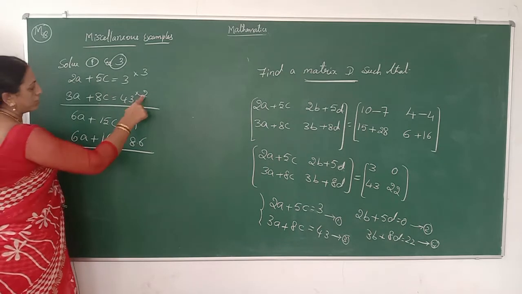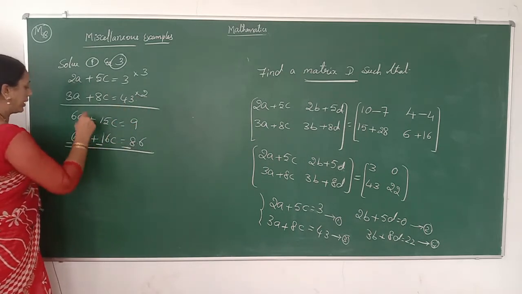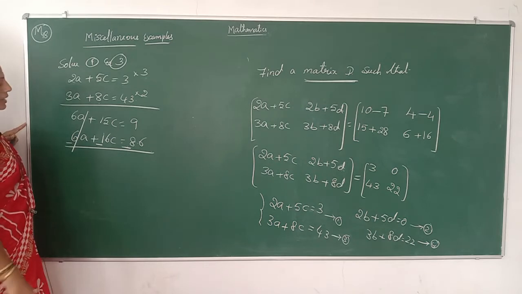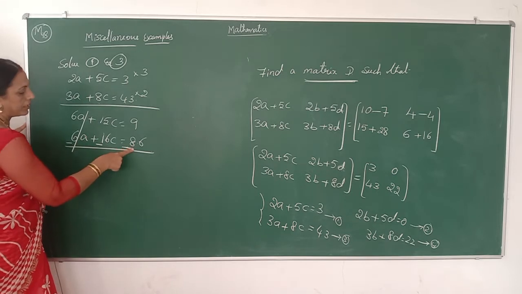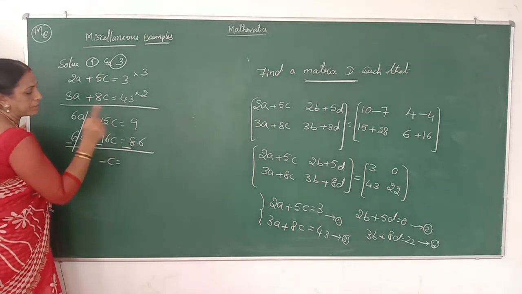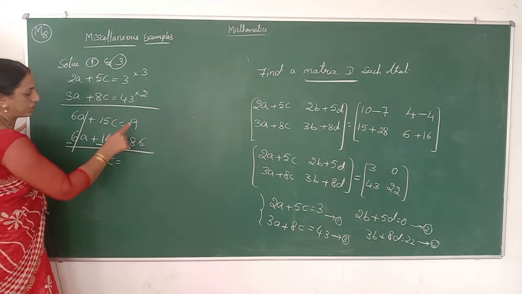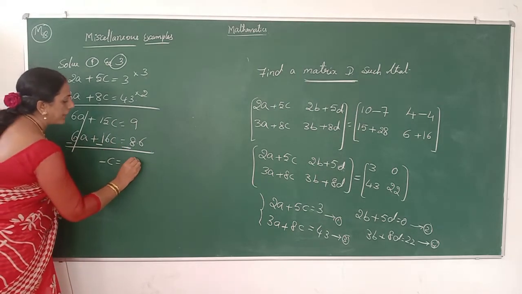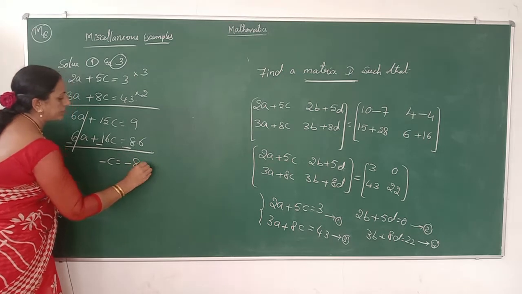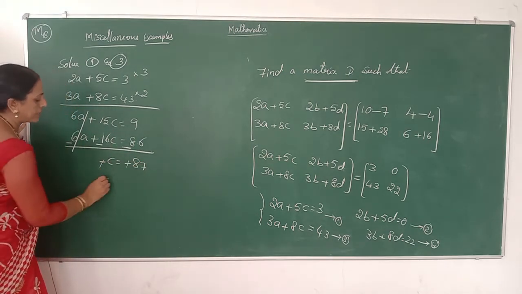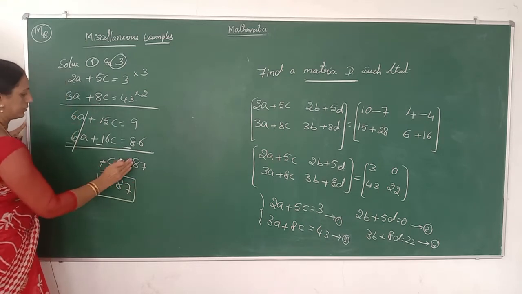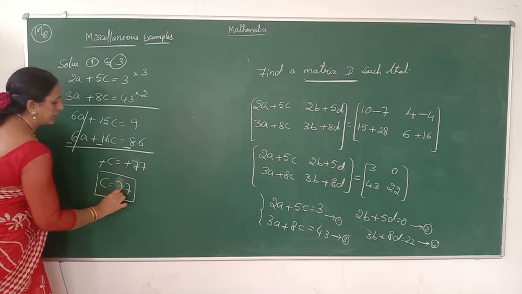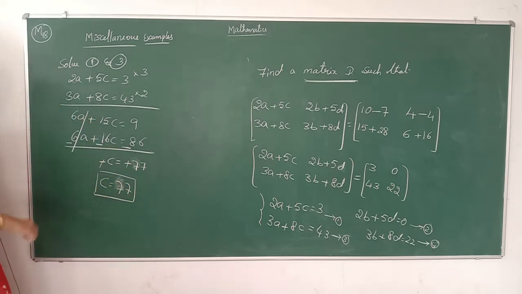Now subtracting these two equations: 6A minus 6A cancels. 16C minus 15C is nothing but C. 86 minus 9 is 77. So the value of C is equal to 77.